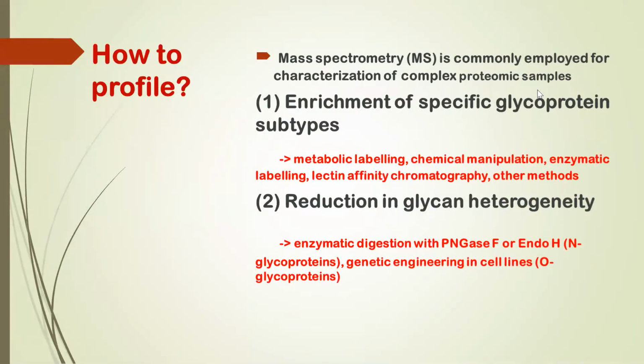So, how to profile? Mass spectrometry is commonly used to do the profiling, and there are 2 requirements. First is enrichment of specific glycoprotein subtypes, which can be done by metabolic labeling. The second one is reduction in glycan heterogeneity. For the nitrogen glycoproteins, it can be done by enzymatic digestion with PNGase F or EndoH. For the oxygen glycoproteins, we use genetic engineering in cell lines.